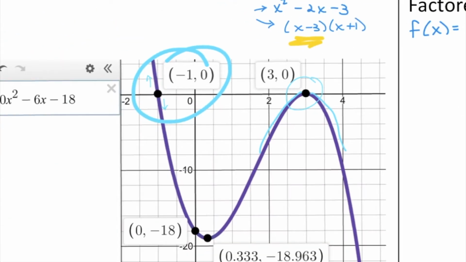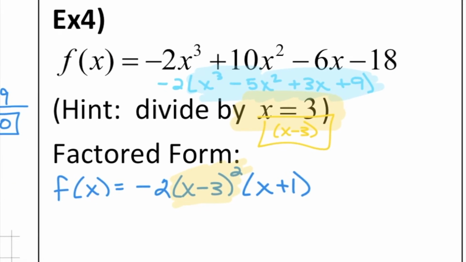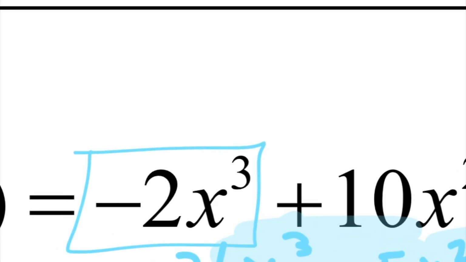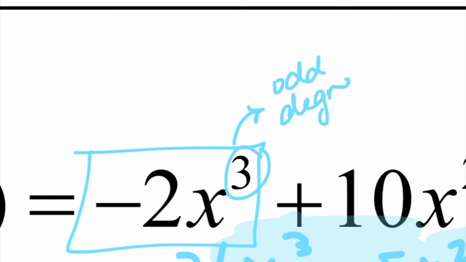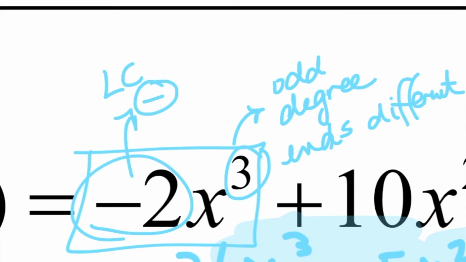So anyway, when you draw the graph, we didn't talk about the end behavior or any of that stuff. I should have done that first. So your end behavior here, look at the first term. It's odd degree, and so odd degree says that the ends are going to be different. They go in different directions. And your leading coefficient is negative, so your right end is down. So you're going to have an end behavior that looks like this: right end down, left end up. And the ends are different.